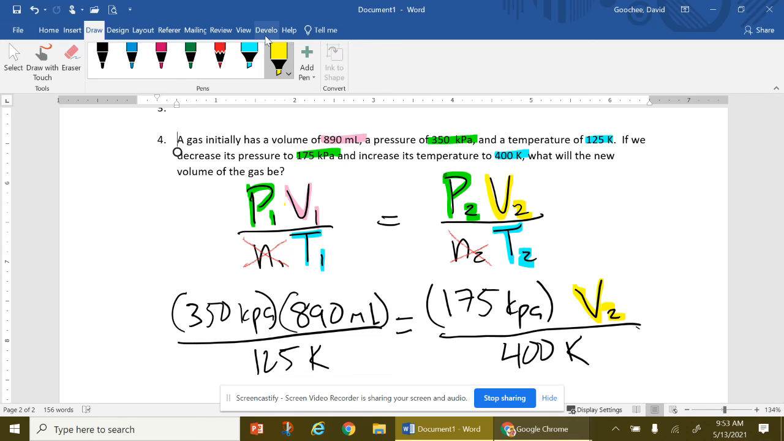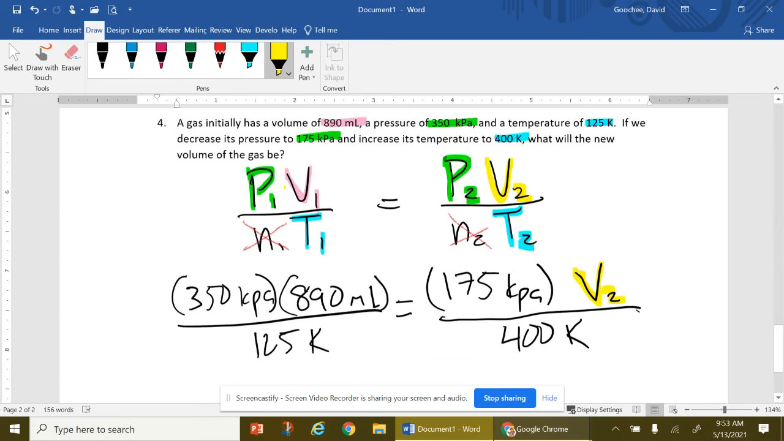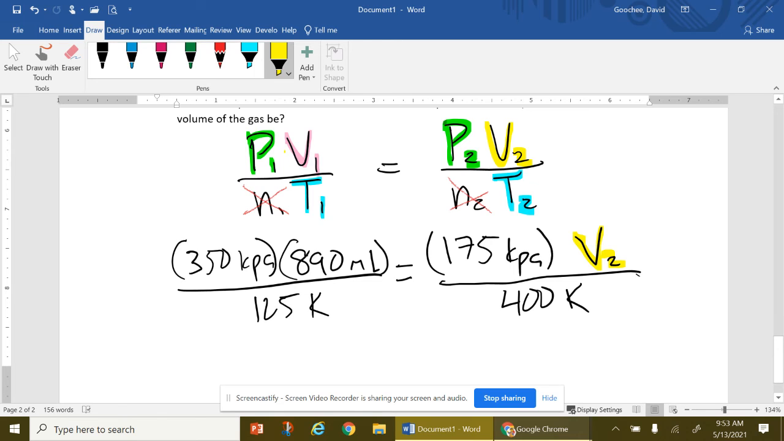Solving for the volume. Now, to solve for the volume, again, that means we've got to get it by itself, which means undoing everything that's been done to it. Currently, the volume is being divided by 400 Kelvin. Well, how do we undo that? We'll multiply by 400 Kelvin. It'll cancel out over here, and then we got to multiply by 400 Kelvin on this side.